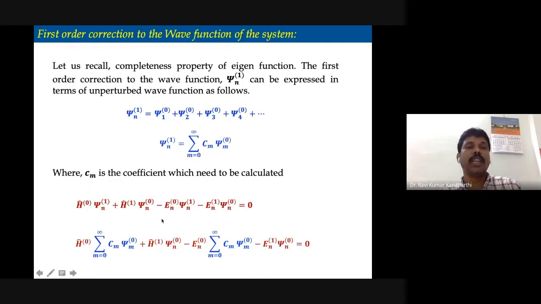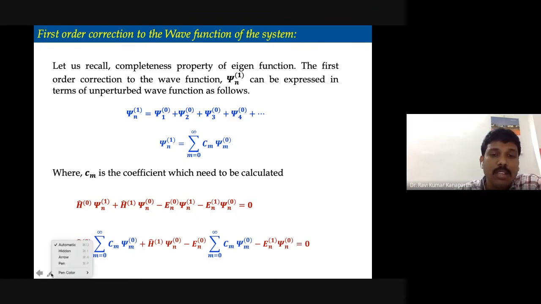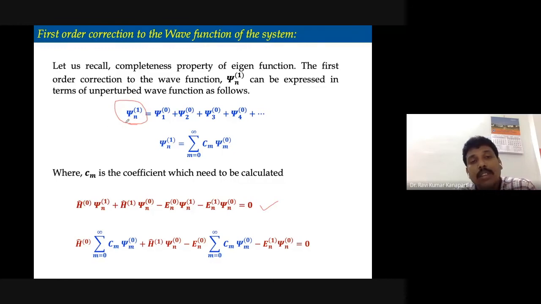Okay, so we can continue our discussion and evaluate the first order correction to the wave function of the perturbed system. For that, you again have to consider the same expression, where the coefficient of alpha needs to be taken into consideration. Let us look at what exactly the first order correction to the wave function is. It is psi n of 1, where 1 indicates the perturbed first order correction.